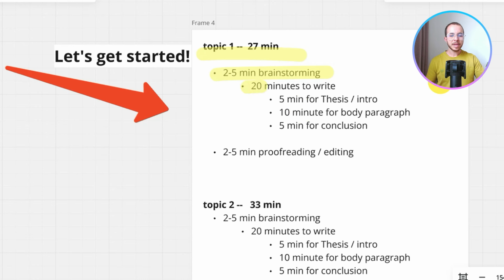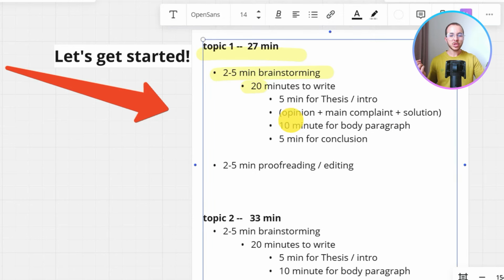Now you have 20 minutes to write, give or take. I highly recommend spending 5 minutes on the thesis. And you might think, why so much time on one sentence? Well, the thesis is the sentence that will outline your entire essay. So you can be sharing your opinion, your main complaint, and your solution in one sentence.